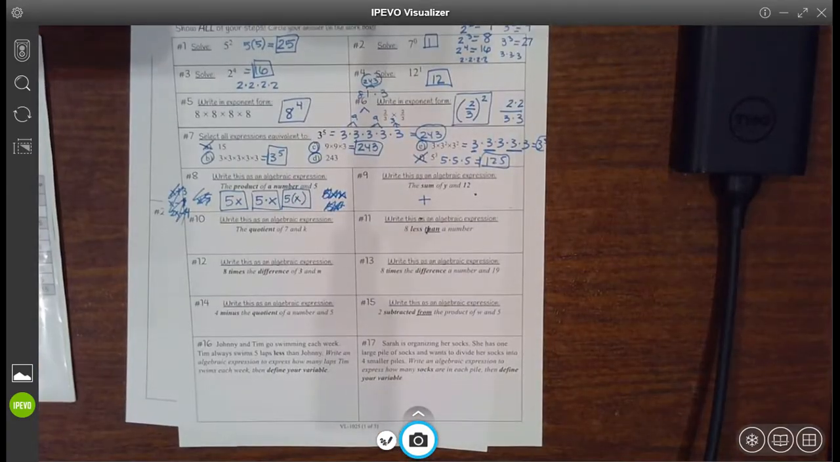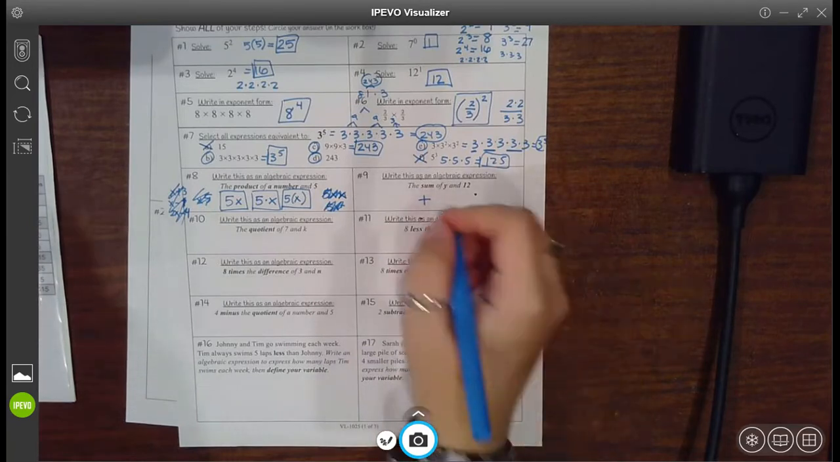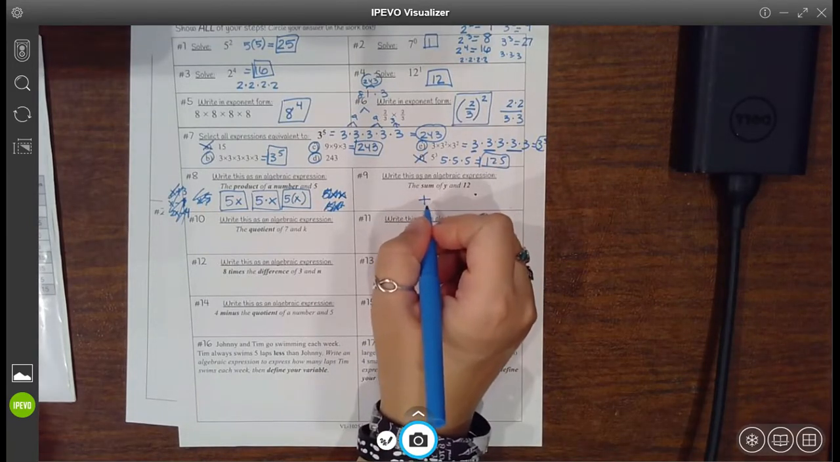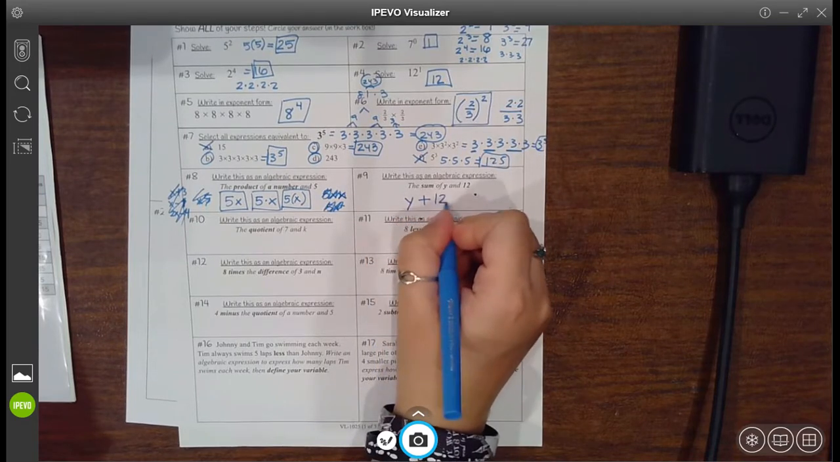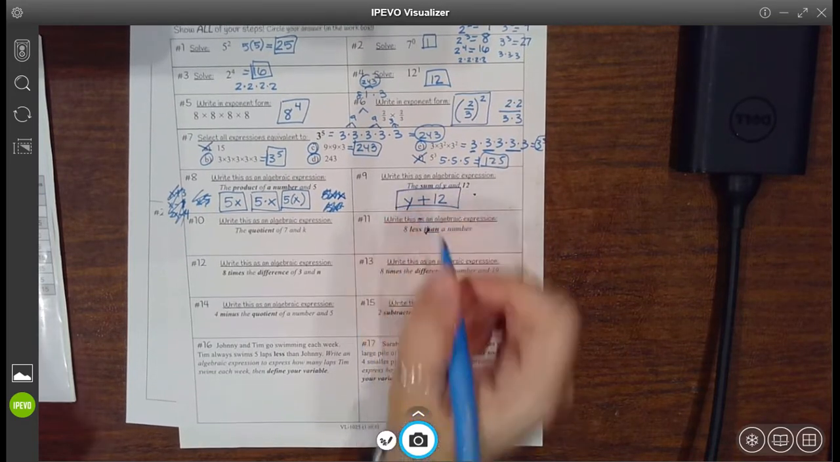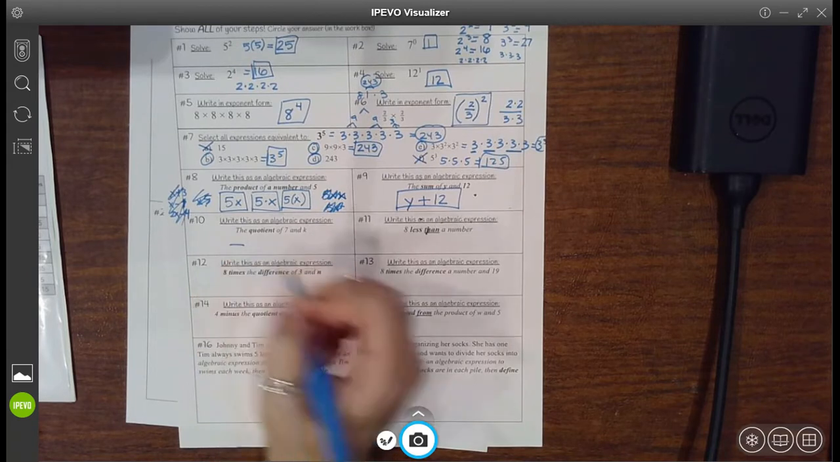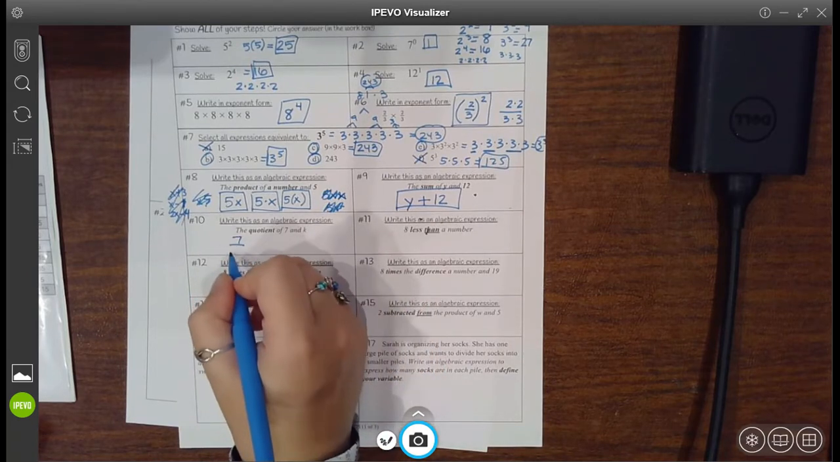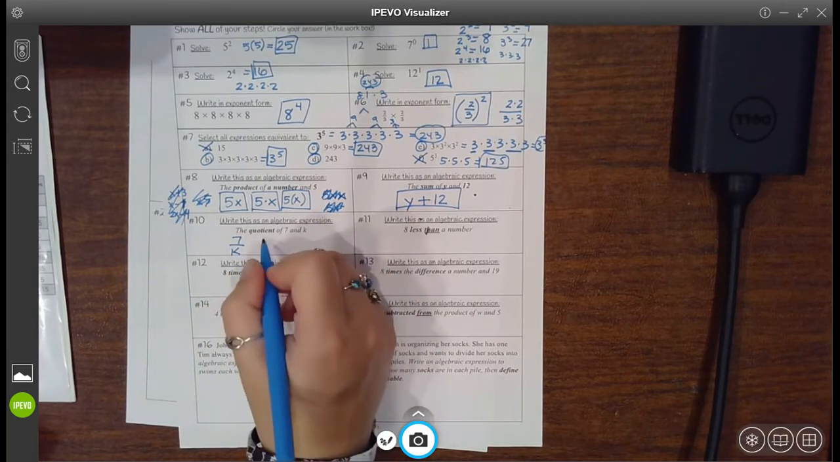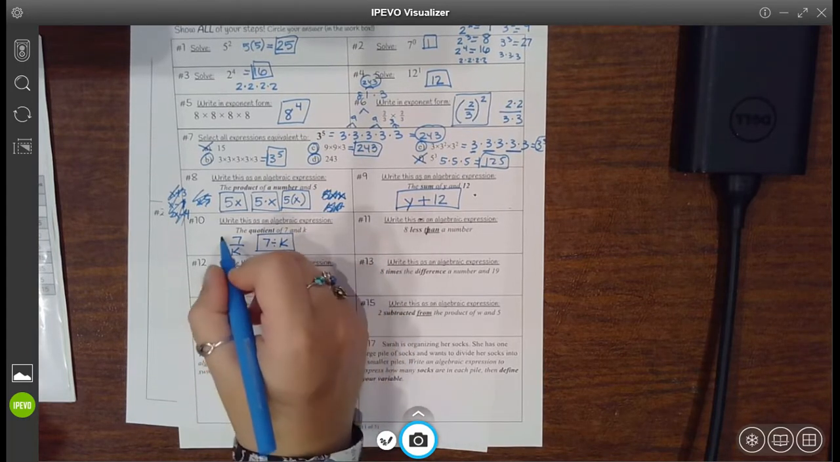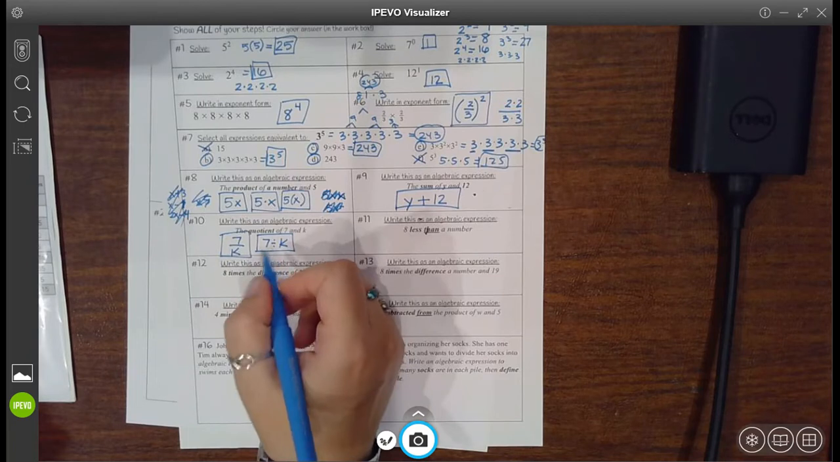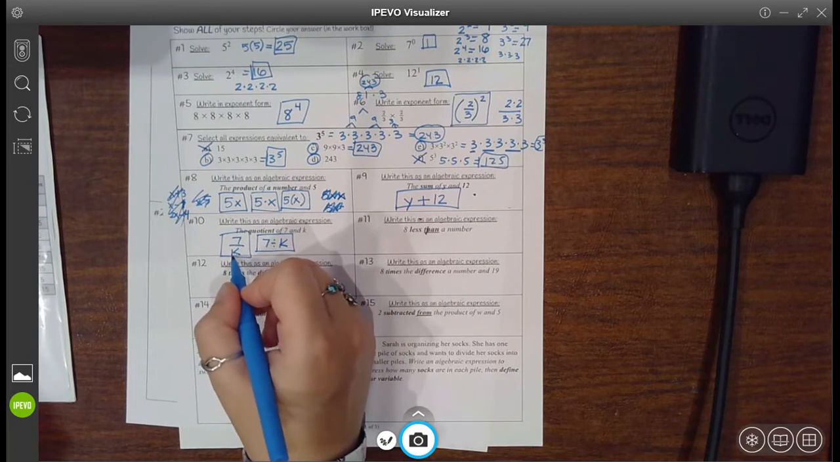Okay, so sum, hopefully you know, is addition. If not, study that last page. And what are you adding? You're adding y and 12. Okay, quotient means divide. So I'm dividing 7 by k. Sure, that's saying the same thing. But if you're typing it online, you can't type a division sign. So you just put 7/k.